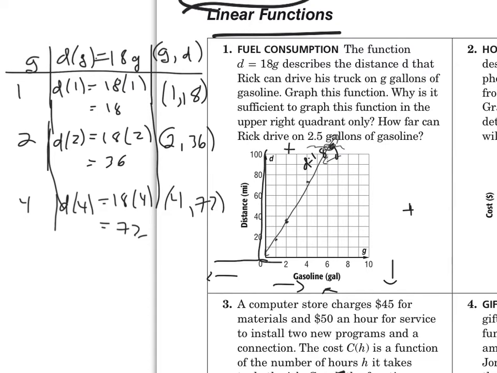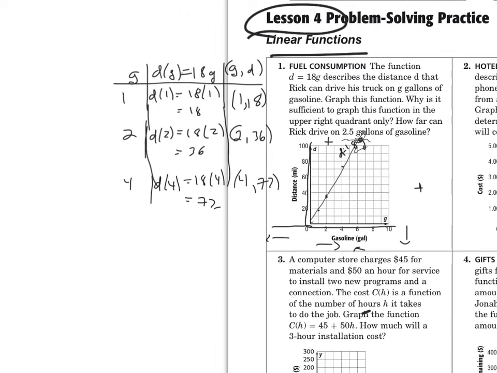And so that's why we can only use this upper right quadrant of the XY graphing. So the last question is how far can Rick drive on 2.5 miles of gasoline? And to answer that question, we really want to go back to our input-output table, and we want to input 2.5 into the equation. So we're going to take the distance traveled on 2.5 gallons of gas will be 18 times 2.5.